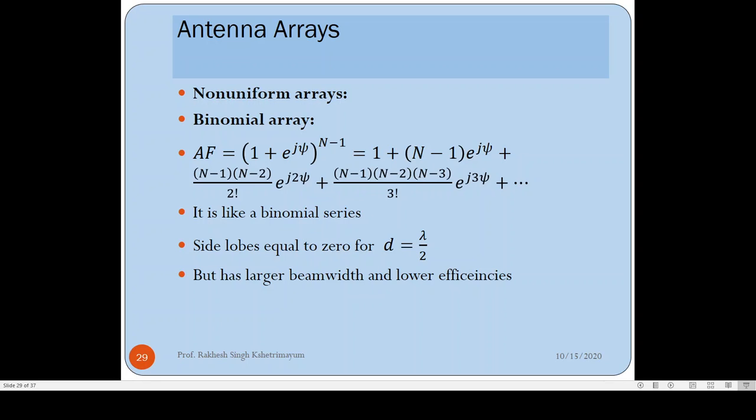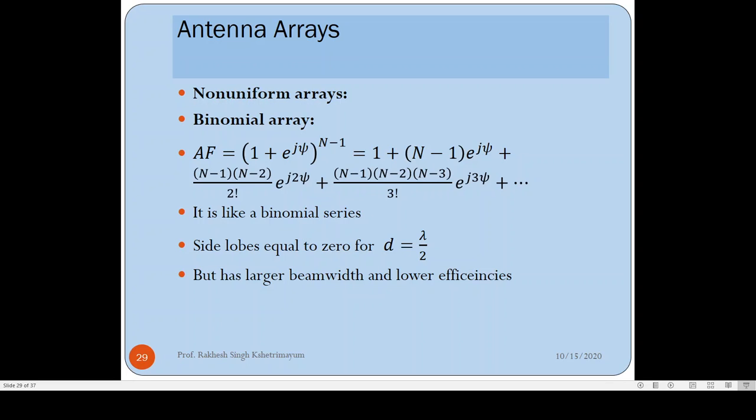It's a binomial series, so you will not have infinite terms here. This is the first term, second term, third term, and so on, up to the nth term. So it's a binomial series. Side lobes are equal to 0 for d equal to lambda by 2. One of the good things about the binomial array is that you can suppress the side lobe to a negligible extent. If the distance between the antenna array elements is lambda by 2, the side lobe will be equal to 0.